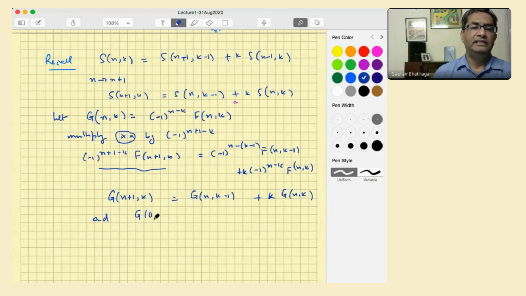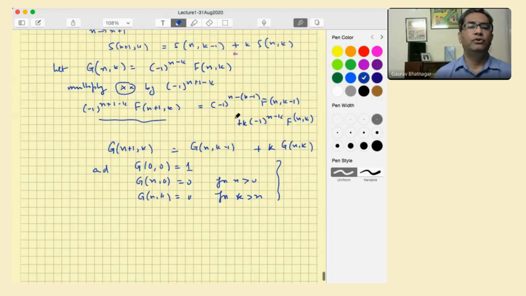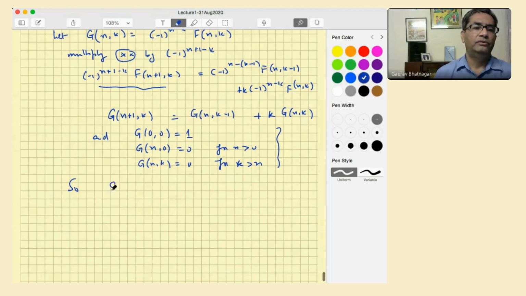And these things will work. g_{n,0} is equal to 0 for n bigger than 0, and g_{n,k} is 0 for k bigger than n. So these follow from this guy. So we have f_{n,k} is equal to (-1)^(n-k) g_{n,k}, and g_{n,k} we know is capital S.